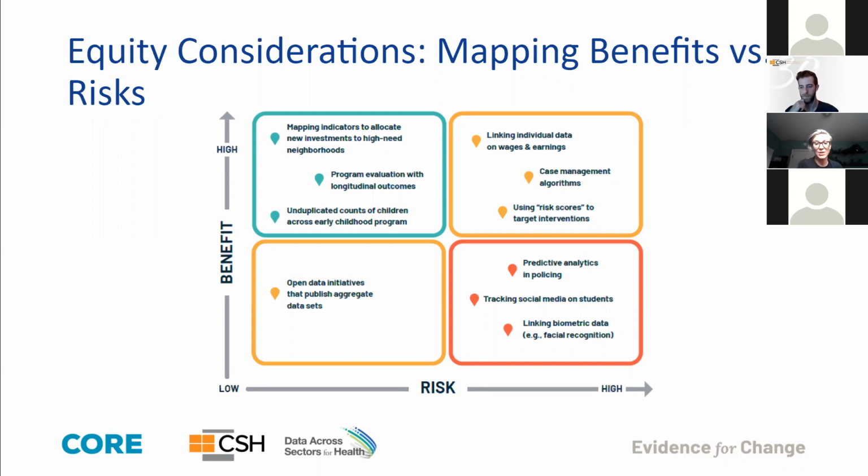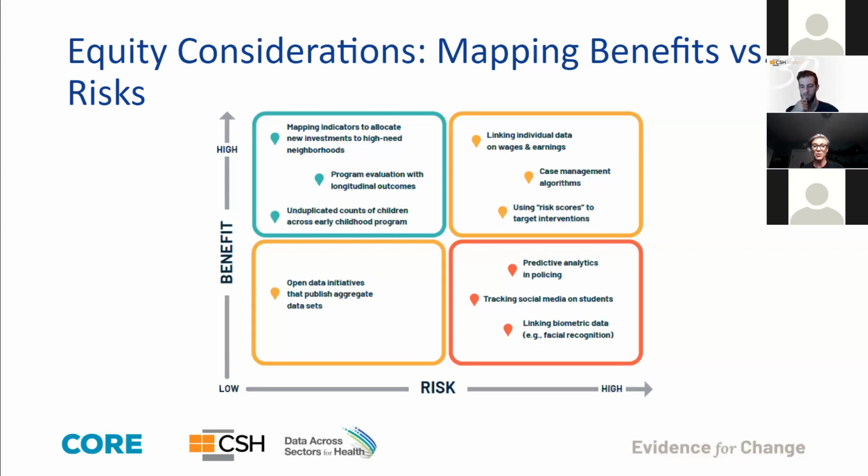For example, projects that involve low risk and high benefit, such as a longitudinal program evaluation for indicator projects, or just generating unduplicated counts across programs, those are generally a good idea, and they're an easy starting point for collaboration for cross-sector data sharing.